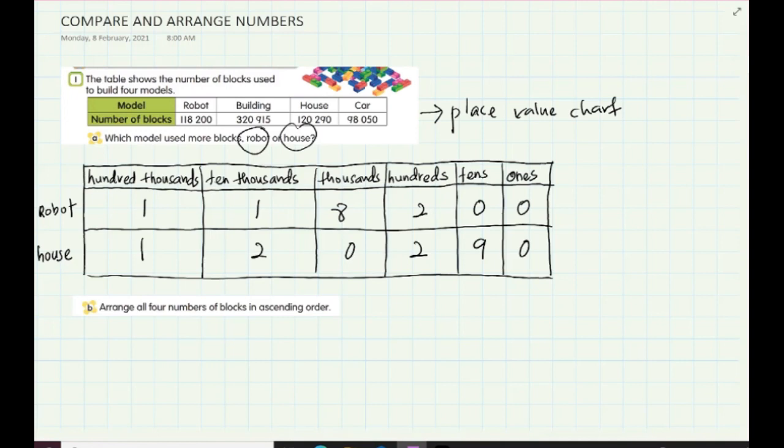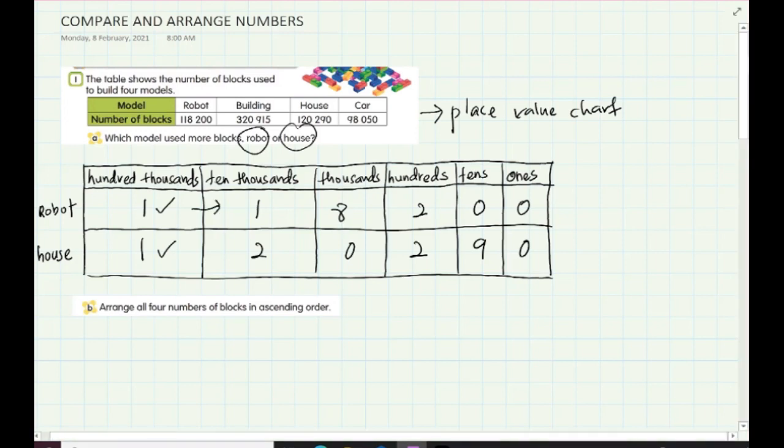Okay. So the first step we want to compare the number is we look at the place value of 100,000. Okay, the value is 100,000 for robot, and for house also 100,000. So both are same value. We can't compare the value. So we go to the 10,000. We look at the 10,000.